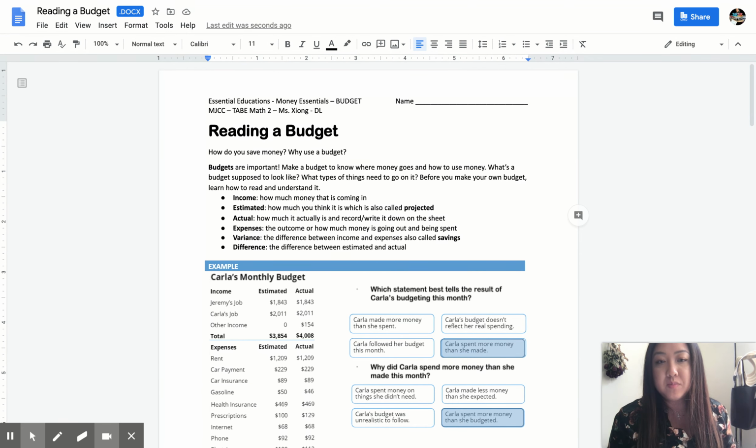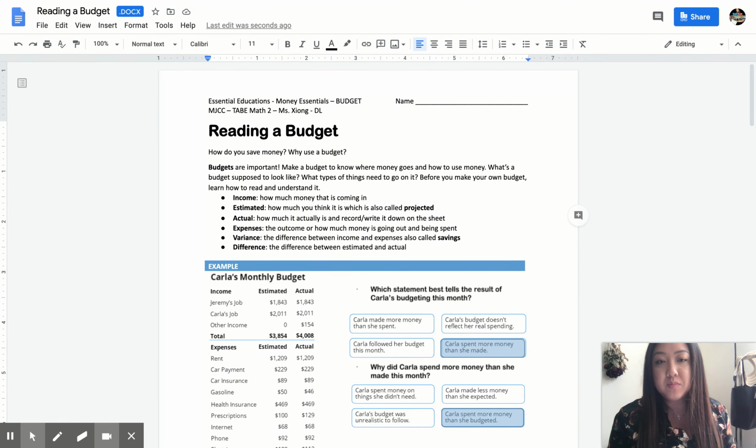What's a budget supposed to look like? What types of things do we need to put on it? What goes on it? Before we can make a budget, we need to learn how to read and understand it. All right. So, some things to consider: the income. Remember, income is the money coming in, the money you are making.